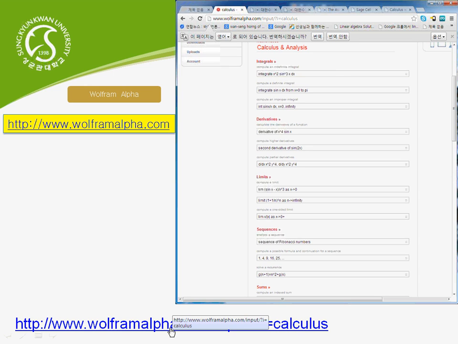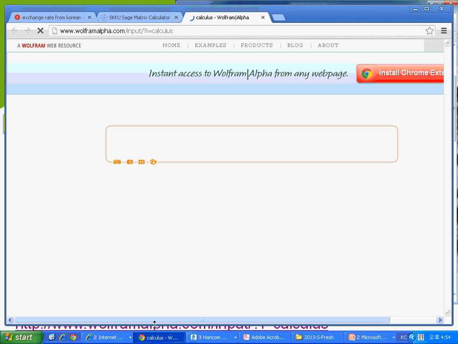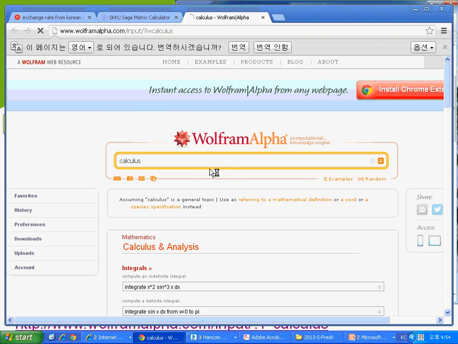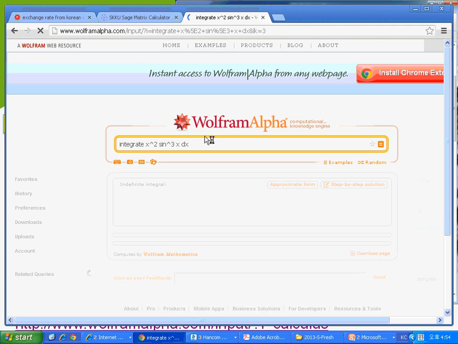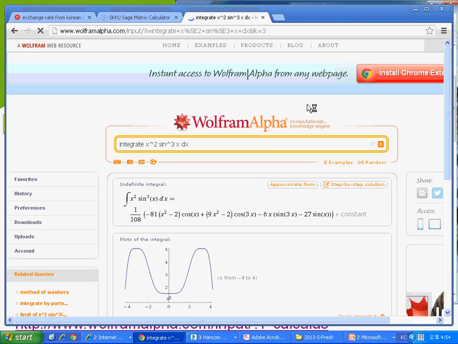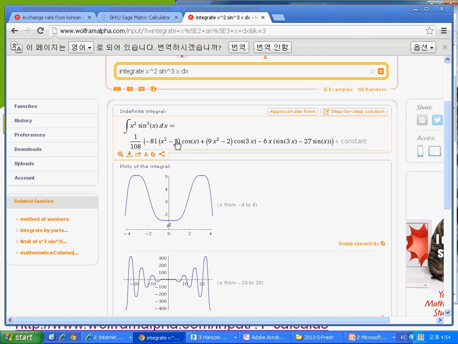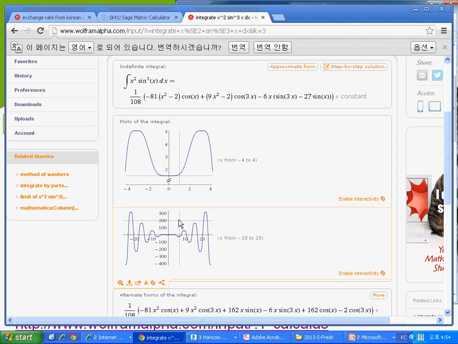Okay. So, for example, if you go to the calculus side here, then calculation analysis here. To do an integral, if you just click it, then integral x squared sine x squared, you find the solutions here. This is the solution of this one. This is the meaning of it, and this area underneath of this.